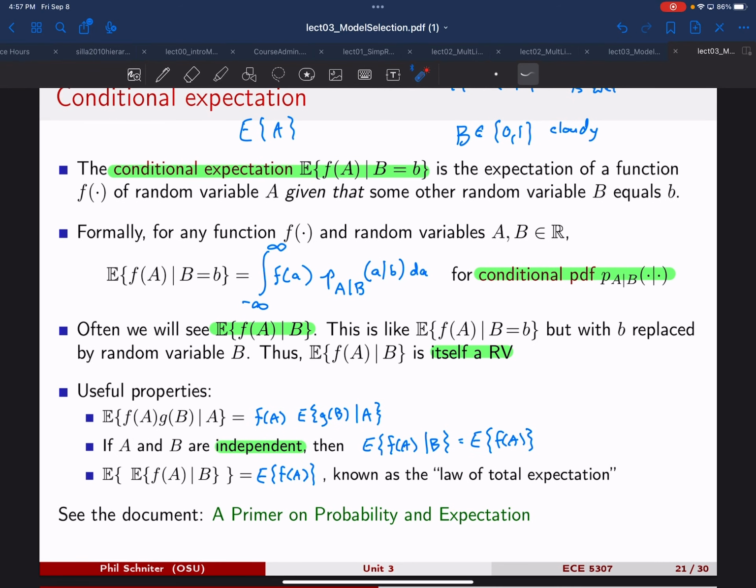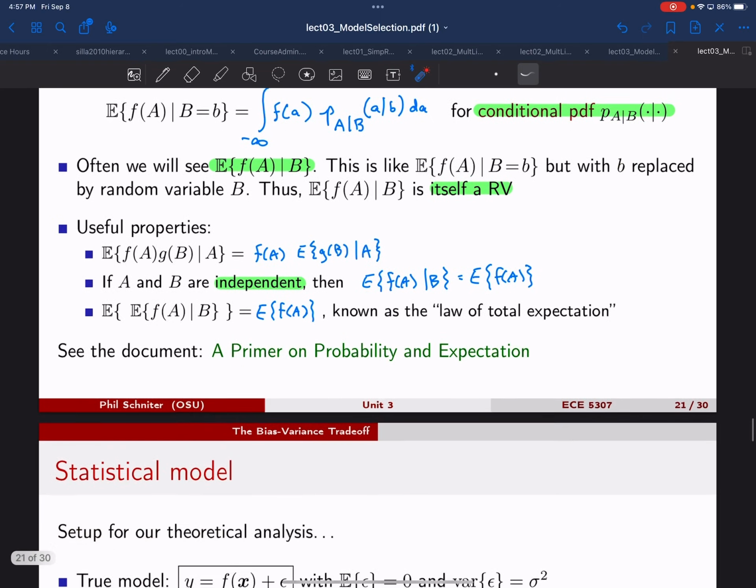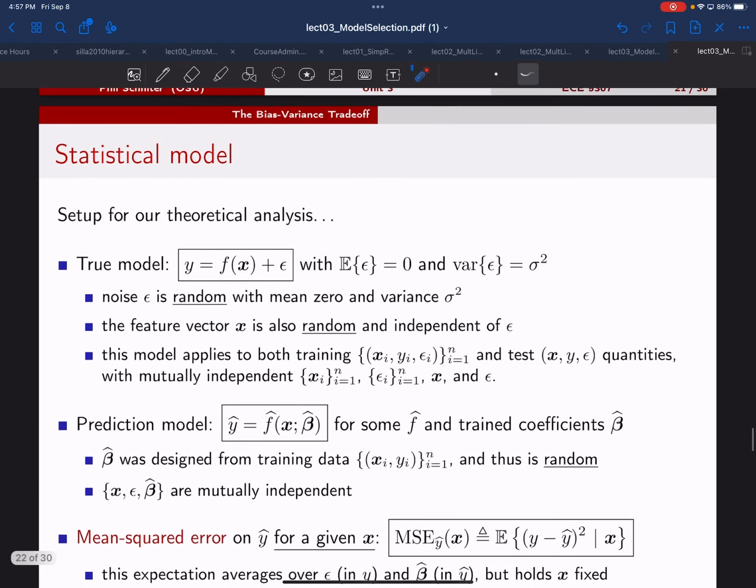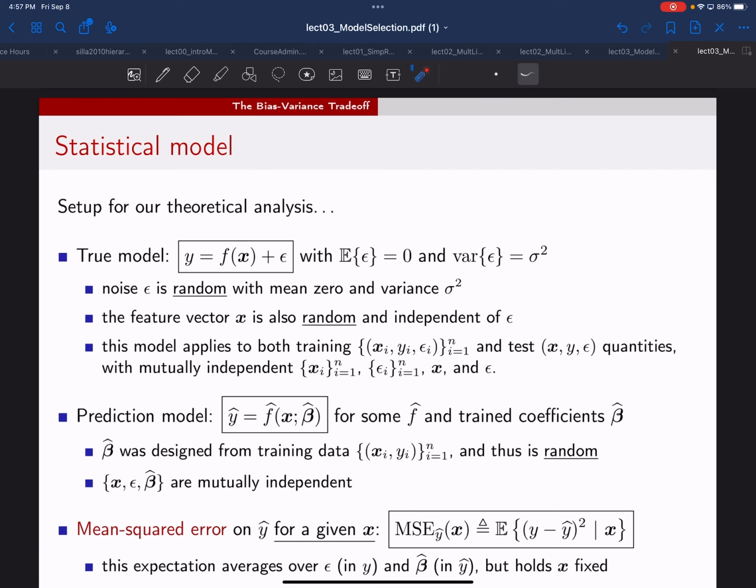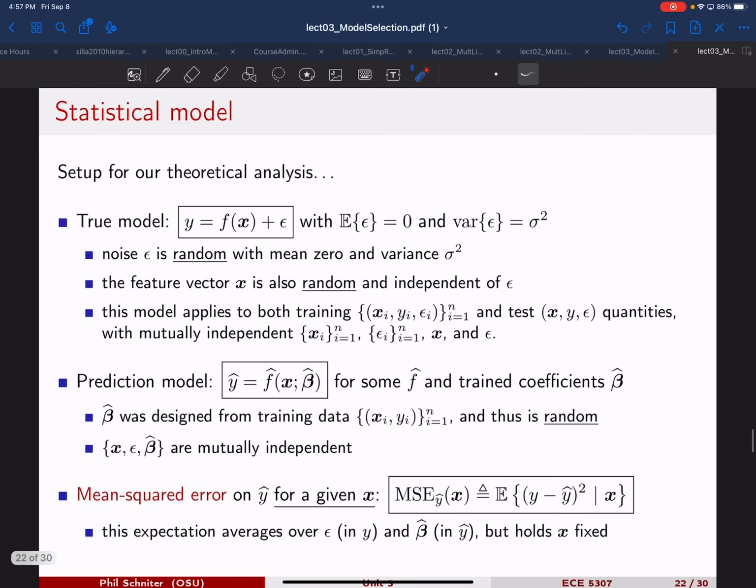Any other questions? So those are really the tools I wanted to review. And now we're ready to forge on and apply them to machine learning. And so we're going to build a statistical model, which is essentially the same one we were using in our demo, except, of course, in our demo we're generating actual numbers and so on, whereas here, we're going to be dealing with random variables.